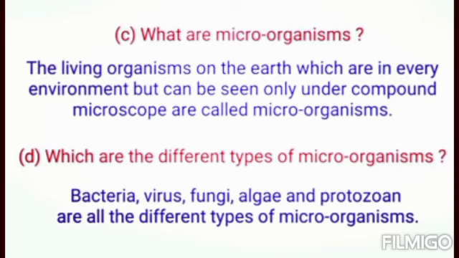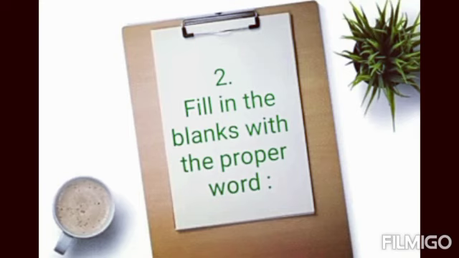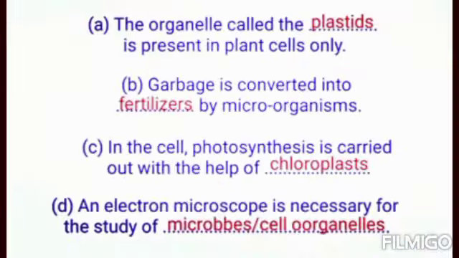Question 2. Fill in the blanks with the proper word. A. The organelle called the plastids is present in plant cells only. Answer is plastids. B. Garbage is converted into fertilizers by microorganisms.